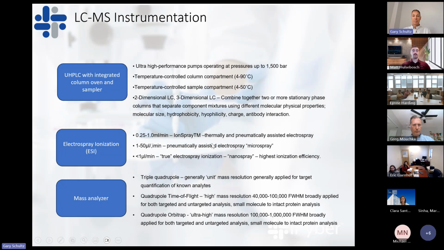I'm also going to get into some details around different modes of electrospray ionization. This is a means to convert liquids into gas phase ions, and there are different flow regimes which affect the performance of electrospray. And then I'll also summarize and highlight a few of the different types of mass spectrometers and their performance benefits for various applications.